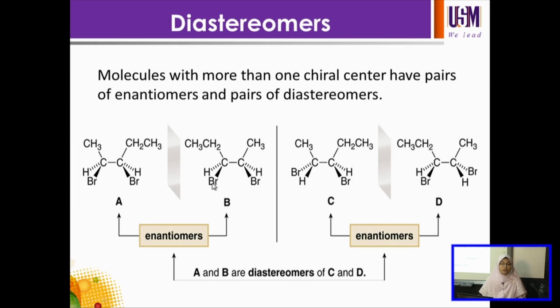The same goes for compounds B and D here. They have a similar configuration on your left, but they have a different configuration on your right. So you can see here the Br is facing backward, further away from us, while in B the bromine group is facing towards us. So this is the difference between enantiomers and diastereomers.